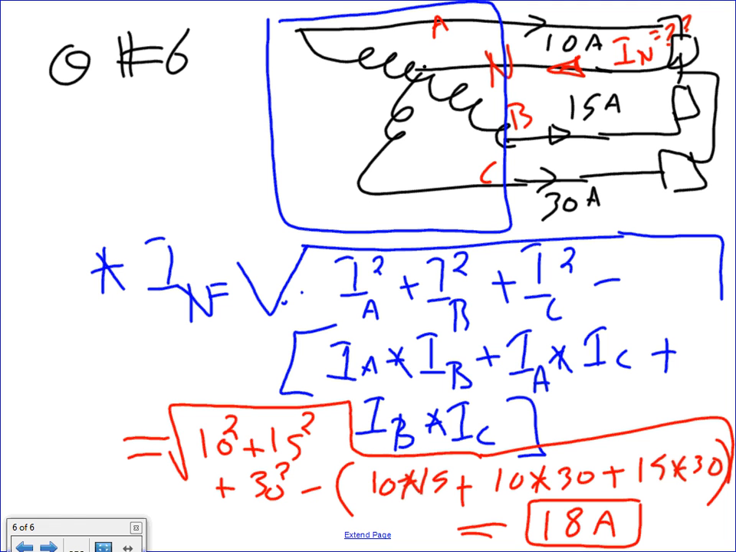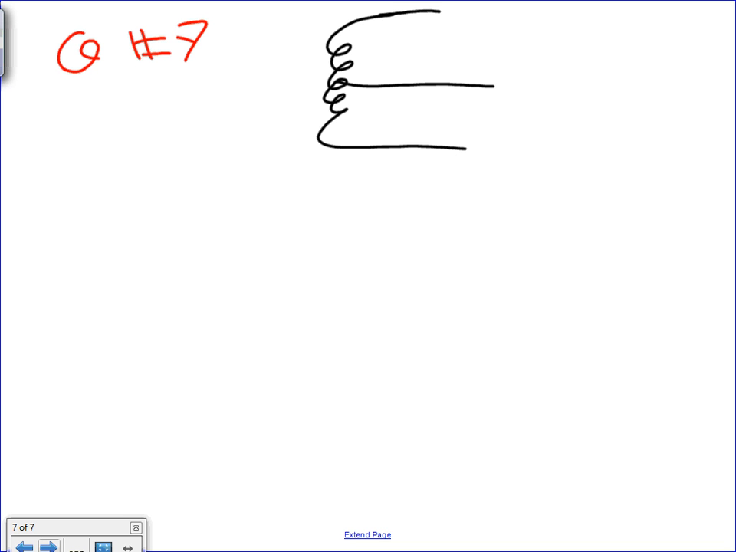Okay, almost there. I know you guys need a quick break, but I'm almost done. So 6, 7, 8. Let's do number 7. Number 7 is very easy. Question number 7: I have a single phase system with the following current.